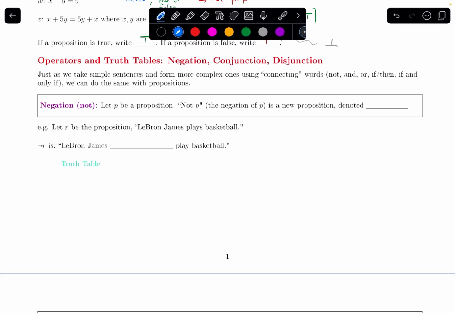In this video, we are continuing section 1.1 on propositional logic, and we are going to discuss operators and truth tables, and we'll specifically look at negation, conjunction, and disjunction. So we'll talk about what all of those are.